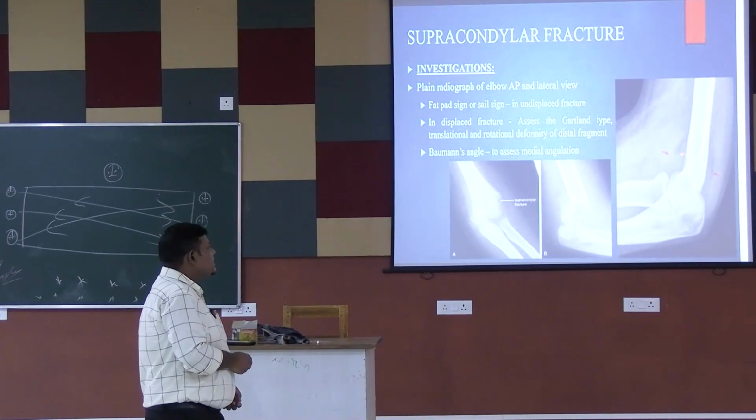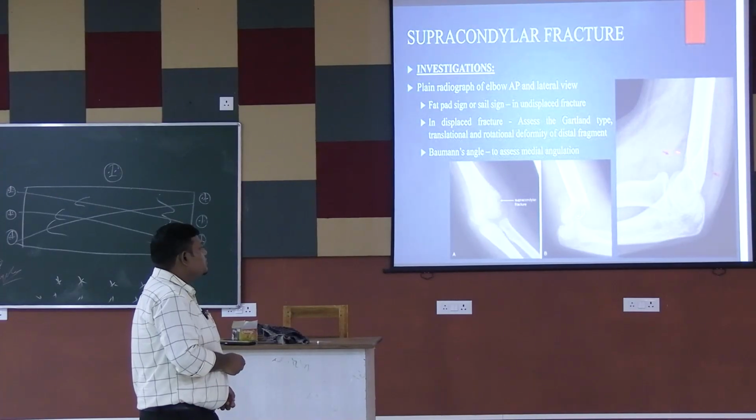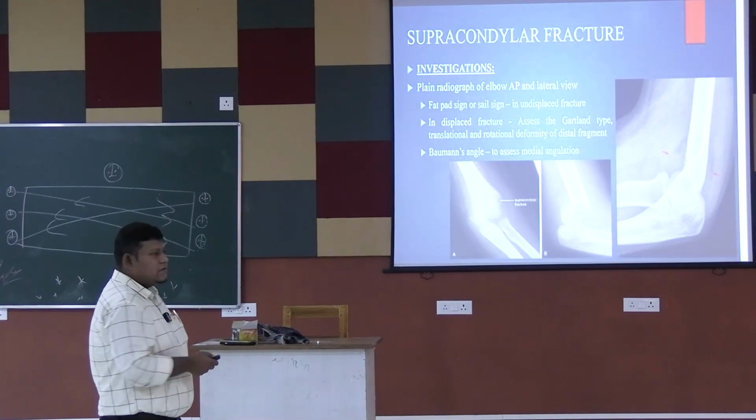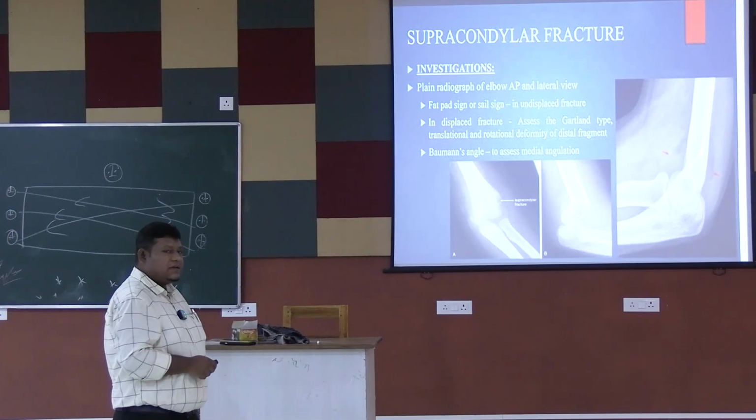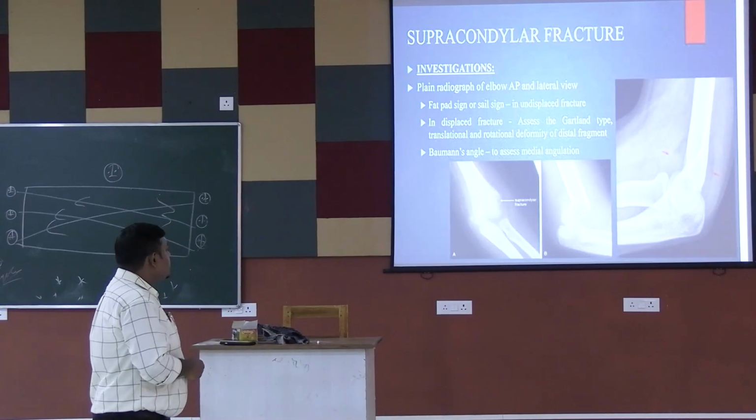Now it is also called sail sign because look at the shape, it looks like the sail of a boat. It is also called sail sign. Okay. In case of a displaced fracture, you will easily see it. And the main importance of X-ray is to classify the fracture, whether it's a type 1, 2 or 3. And finally, in order to assess the Bowman's angle.